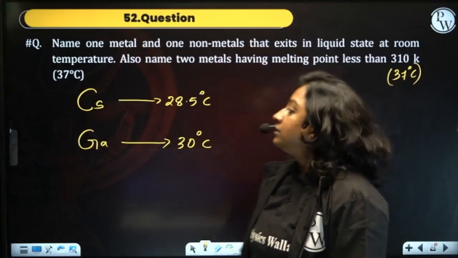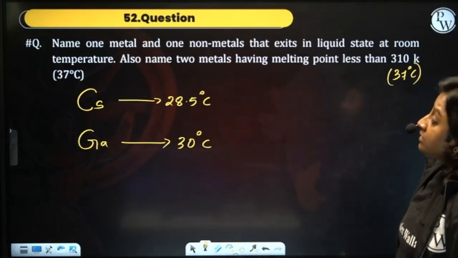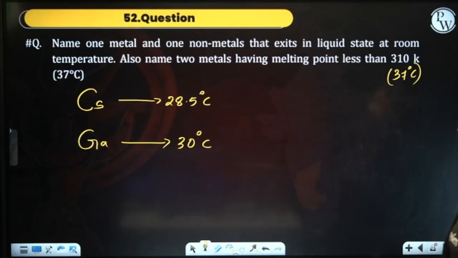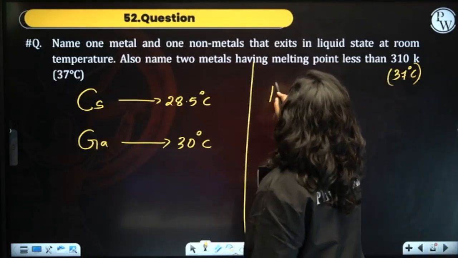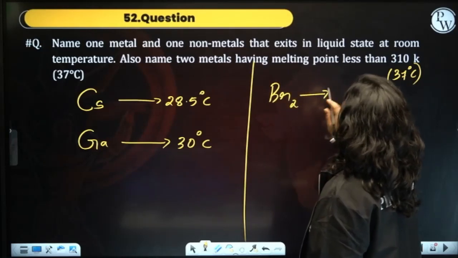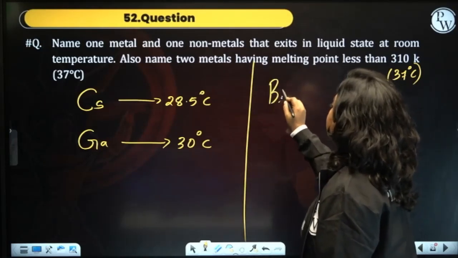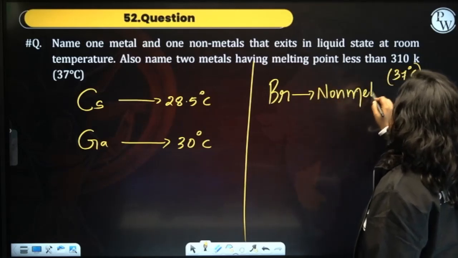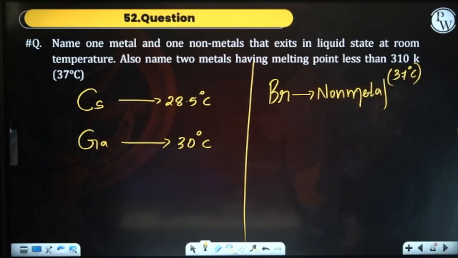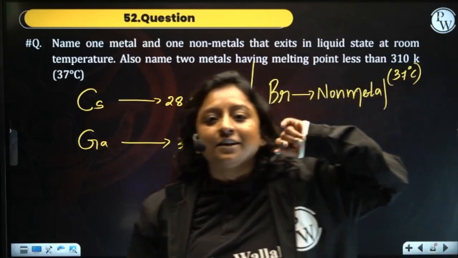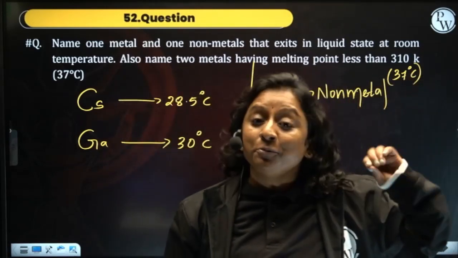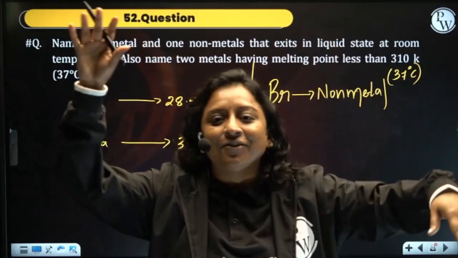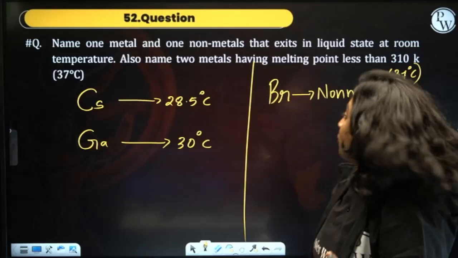52nd question. Name one metal and one non-metal that exist in liquid state at room temperature. The non-metal that exists in liquid state is bromine. I'll write the Br symbol. Bromine is a non-metal. How do you imagine bromine when I say non-metal? Just imagine in front of you, brown colored gaseous fumes going like this. So the non-metal is bromine.